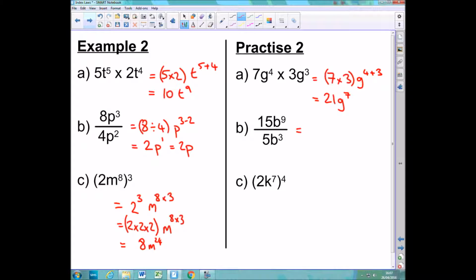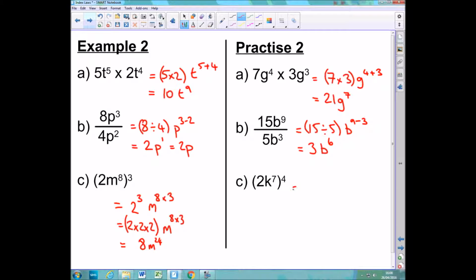This next question is, I'm going to start by dividing the numbers. 15 divided by 5. And then I've got b to the power of 9 divided by b to the power of 3. So I've got to take away 3 from 9. So 15 divided by 5 is 3. B to the power of 9 minus 3 is 6. So 3b to the power of 6.